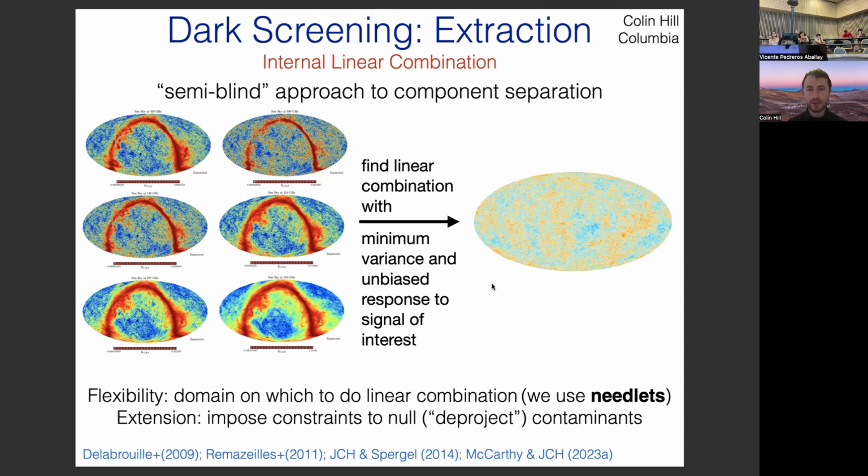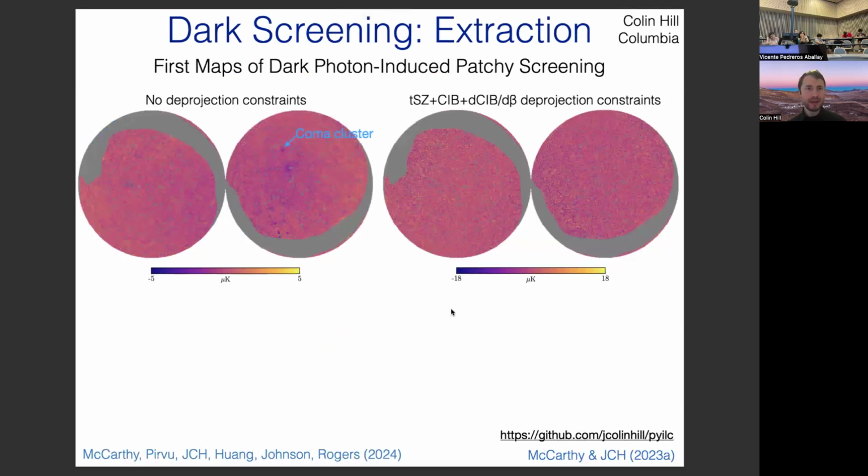There's also a bunch of sort of cool tricks here. We do the analysis on what's called a needlet frame, which is a mathematical space that's sort of a hybrid of pixel space or real space and harmonic space or Fourier space. And we also impose some external constraints on our linear combination that null out contributions from contaminants like the thermal Z effect. So, skipping past lots of details, these are the results of doing the analysis.